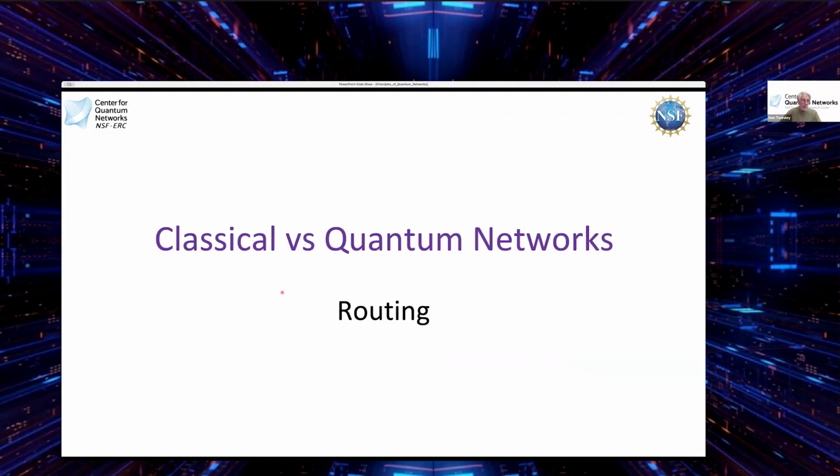Okay, I'm going to look at one more topic, and again, to sort of compare between classical and quantum, and then I'm going to turn it over to Matheus. Namely, I'd like to talk a little bit about routing.